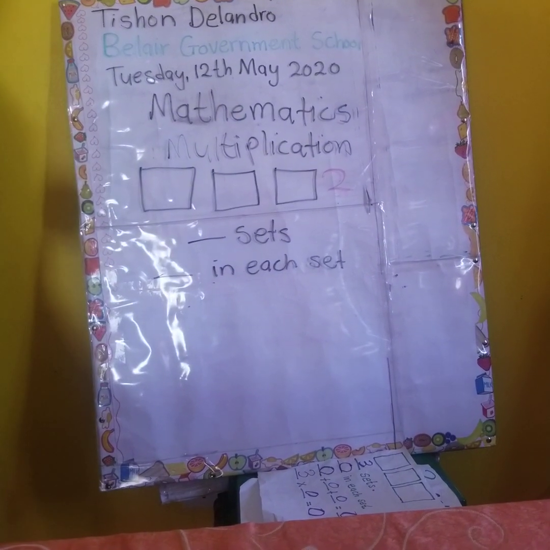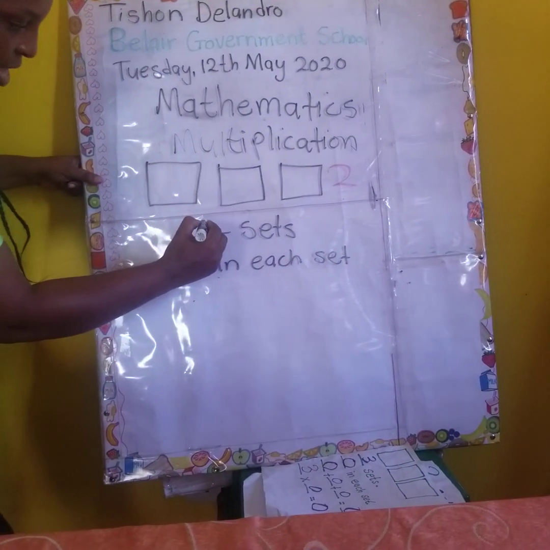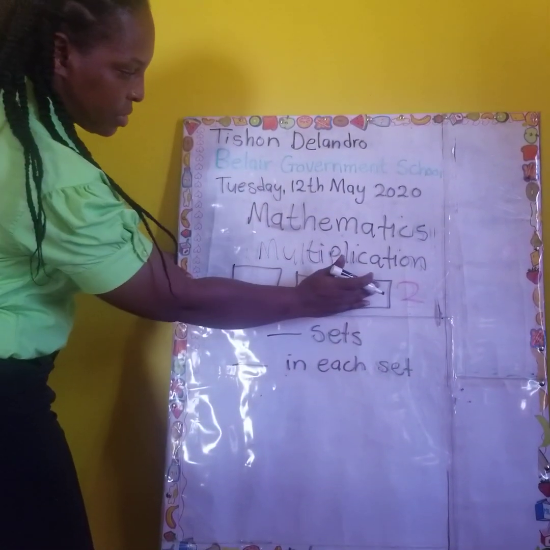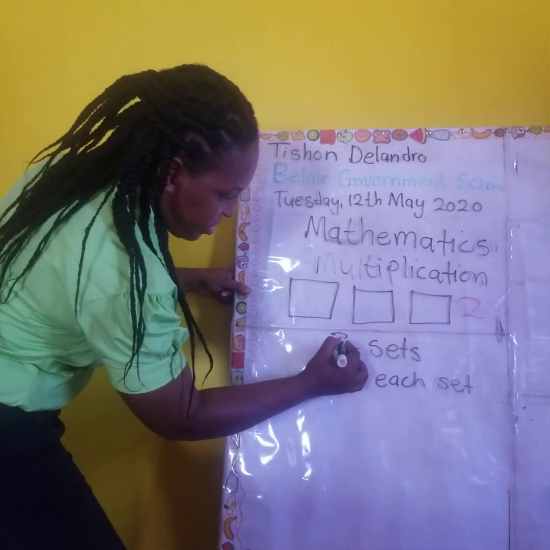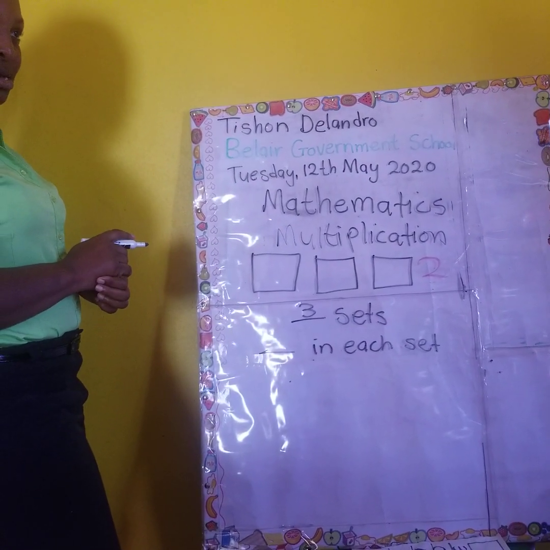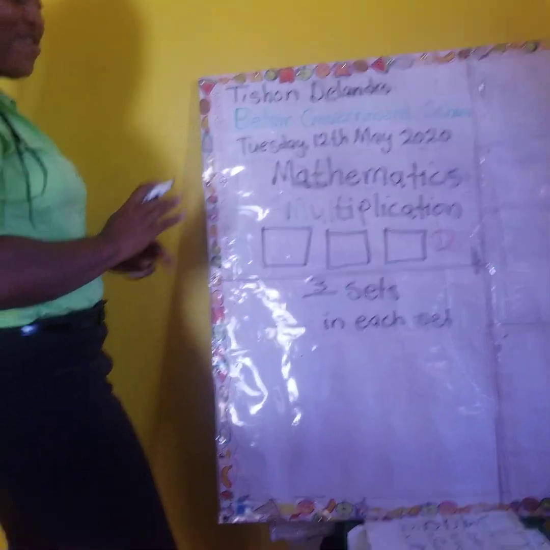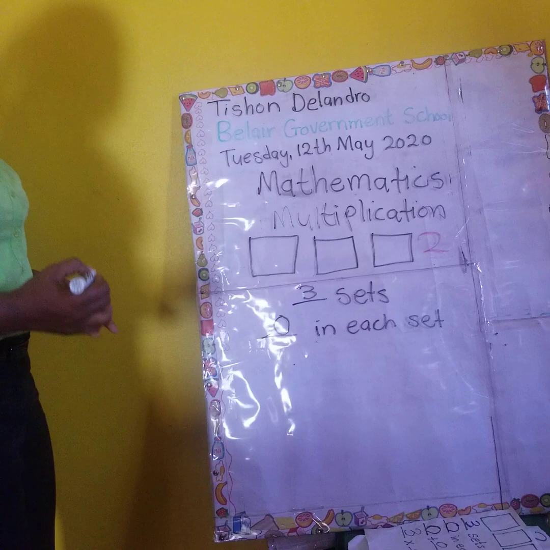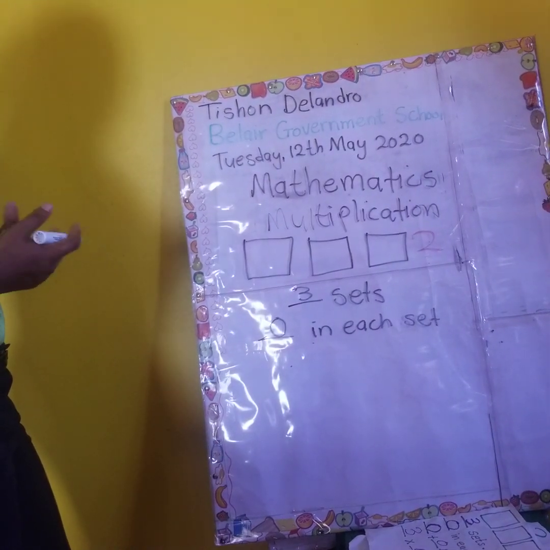So how many sets do we have here? Very good. We have 3 sets. Let's count to make sure. 1, 2, 3. We have 3 sets. And how much in each set? You're not seeing anything. That's right, there is nothing in each set. So we have 0. So now we are going to do repeated addition to find out the answer.